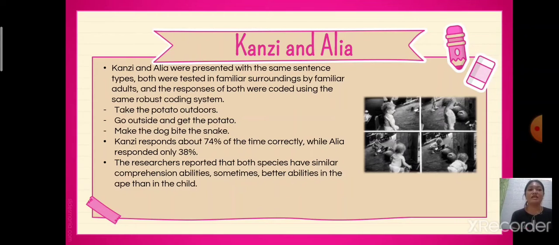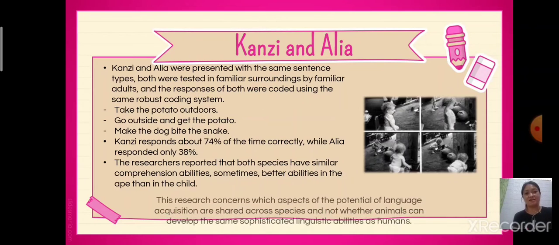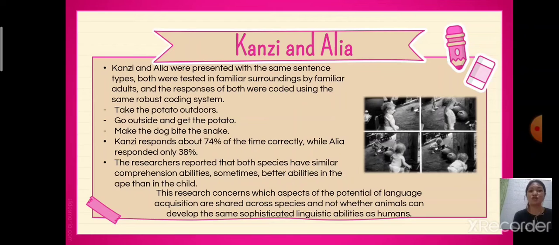But later on, they realized that Kanzi was already 8 years old at the time when the research happened, and Aliyah was only 2 years old. So there is really a gap between them. So this research concerns only which aspects of the potential of language acquisition are shared across species, and not whether animals can develop the same sophisticated linguistic abilities as humans, because we all know that humans have sophisticated linguistic abilities that animals, or mostly animals, cannot do.